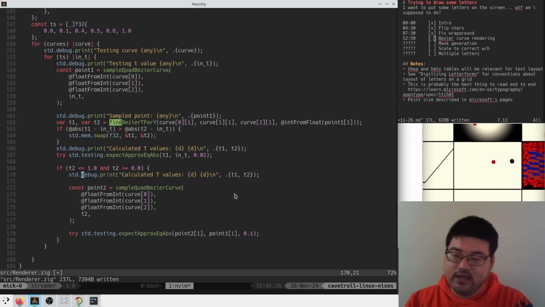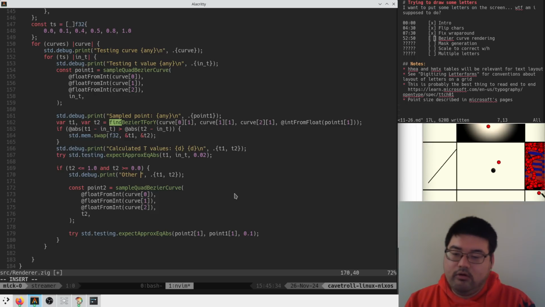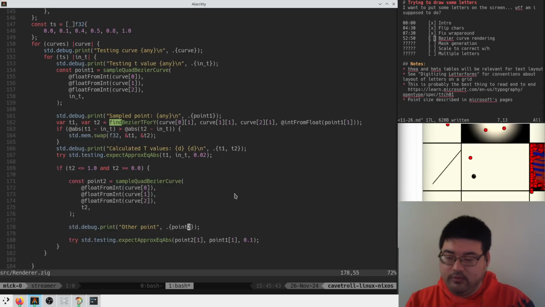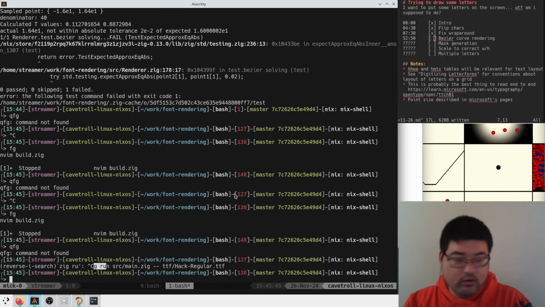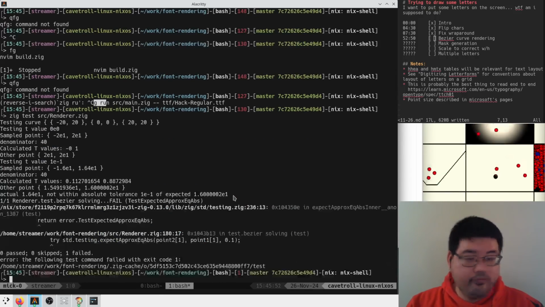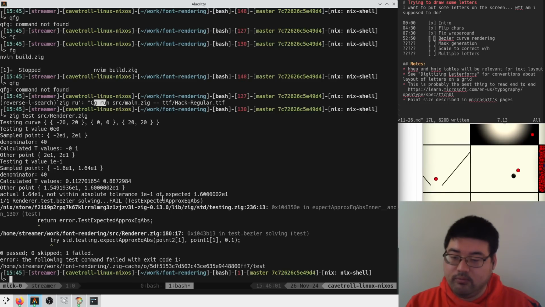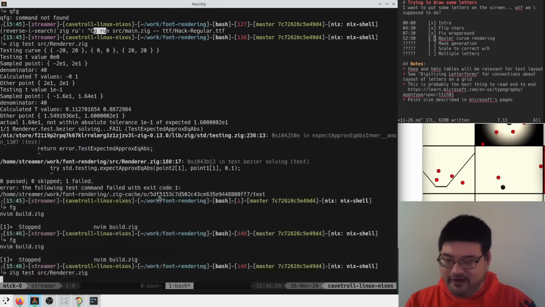Calculated values, and then we'll say that this is the other point. Yes. Okay. We do need to write out any here. Okay. So 1.6 is not within. I guess we just want to comment this out.